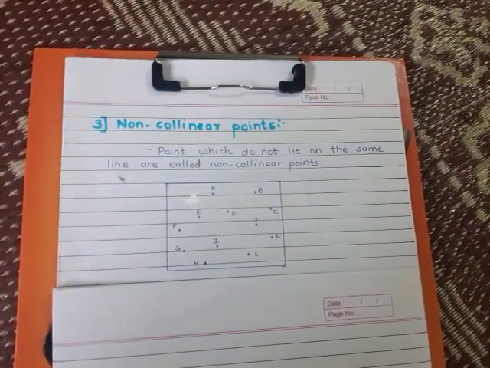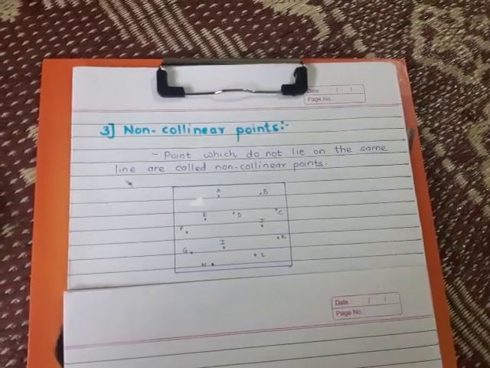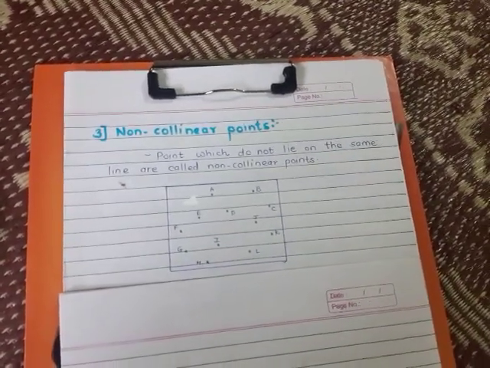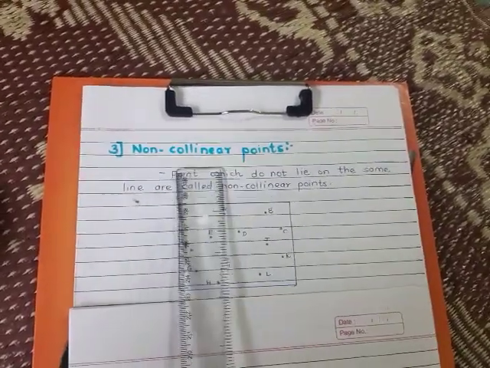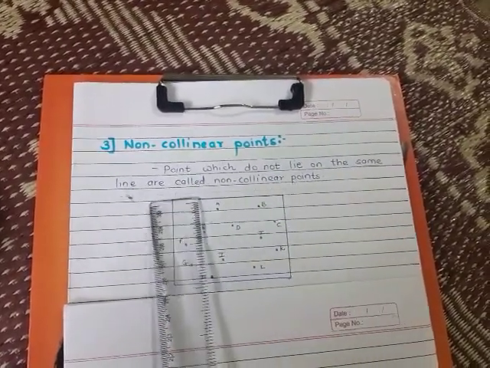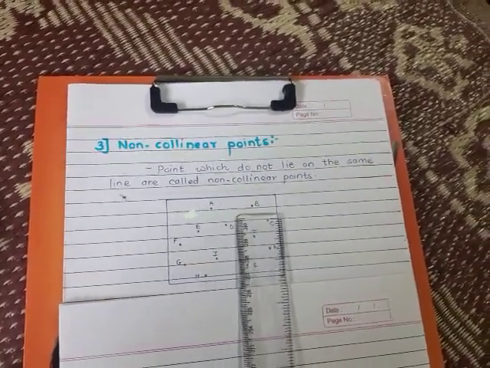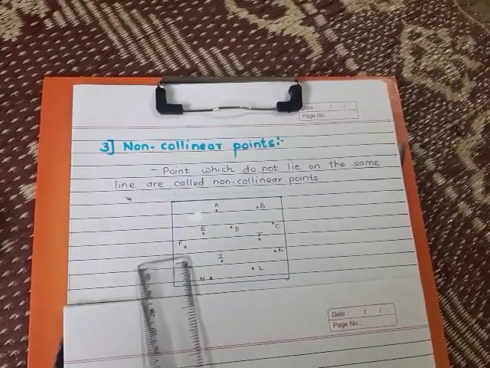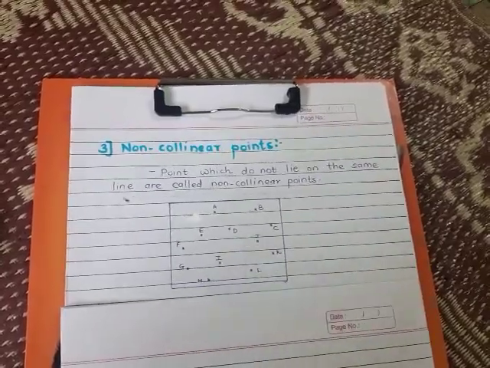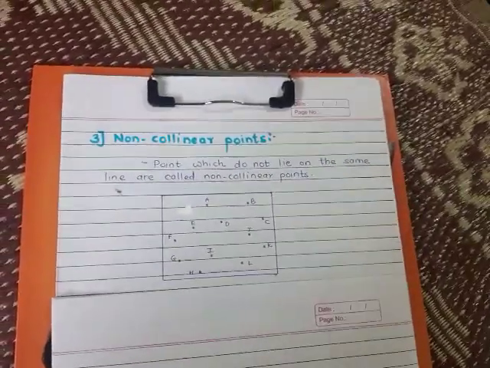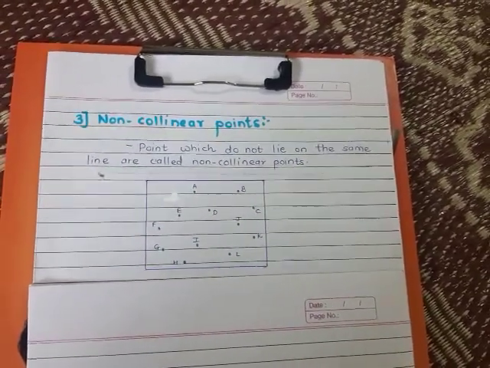Now the next part is non-collinear points. Collinear points we have seen, they lie in a straight line. So what are non-collinear points? Yes, you are right. They are not going to lie in a straight line. So points which do not lie on the same line are said to be non-collinear points. You can see here A is over here, point B is here, D is here, E is here, F, C, K, L, H, I, G. So you can see they are not in a straight line. They are placed however they want. So these points are said to be non-collinear points.